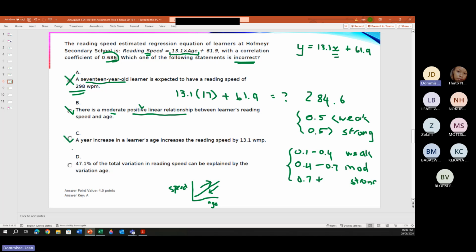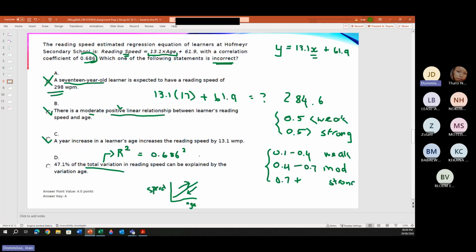And then the last one is what they say: 47.1% of the total variation in reading speed can be explained by the variation in age. So total variation is R square. And so we need to check for R square. We know what R is. They told us it is 0.686. So for R square, it is 0.686 to the power of 2.